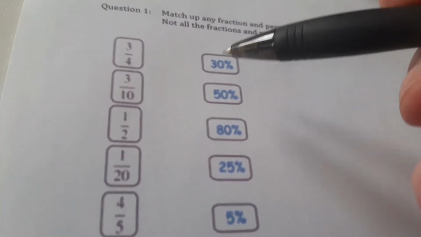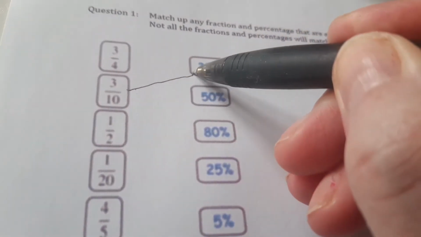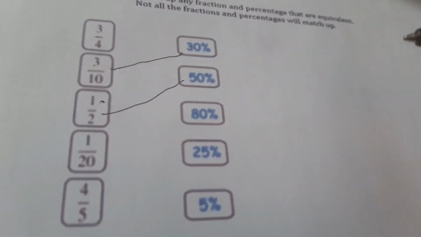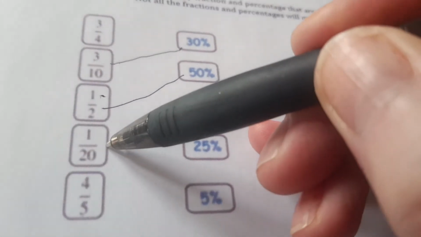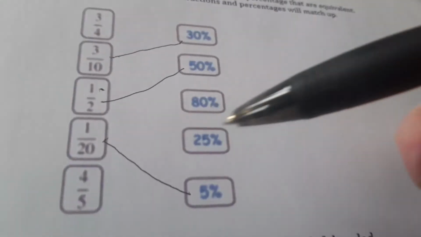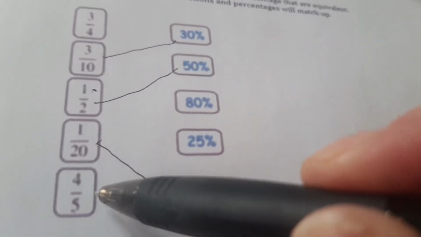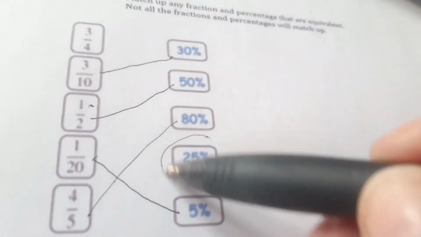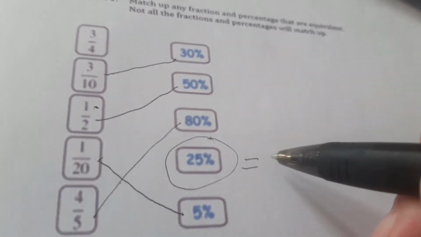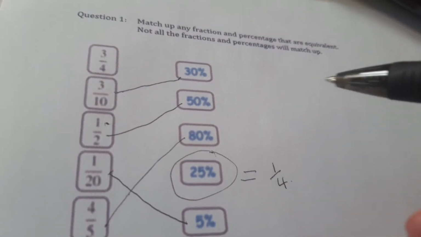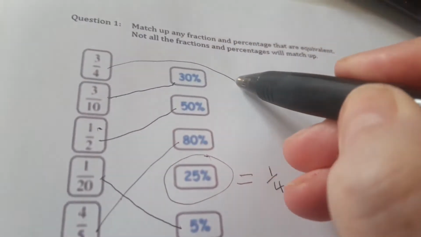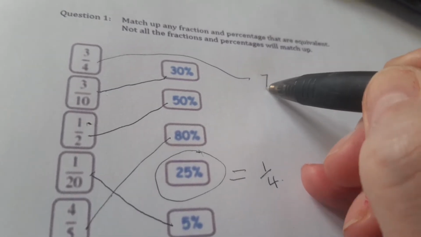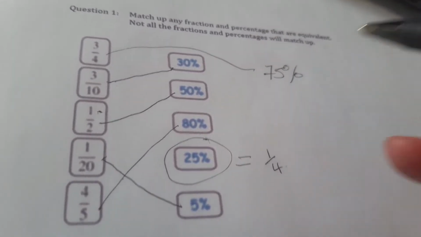3/10 is the same as 30. 1/2 you should know is 50. 1/20 we worked out in the previous page is 5. 4/5 works out at 80. Now this one that wasn't matched up, 25% equals 1/4. And actually this one that didn't match up, 3/4 is 75%.